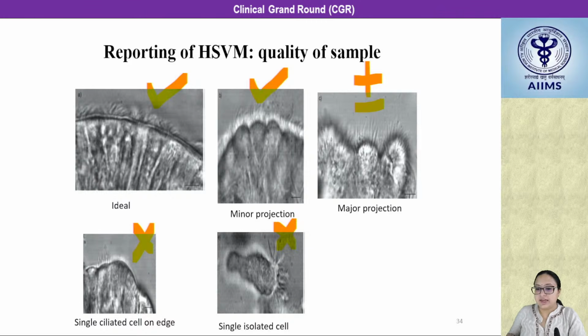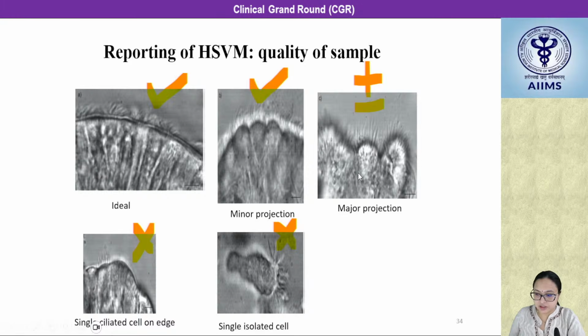Not all samples are good quality samples for reporting. So this is an ideal sample. Here we can see the individual cells along with a clean edge. This is a clean edge along with cilia projecting from the surface. Here we can see that there are some minor projections, they're not in a straight line, there is some projection.